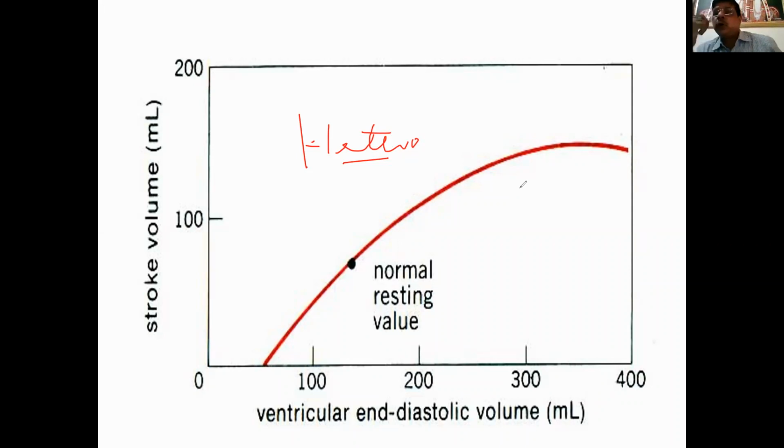And one tone I introduced. I introduced a word called tone. Which tone? Venomotor tone. So even in the resting condition, continuously sympathetic fibers are being sent to the venous system, especially the medium and the large veins. And the vascular smooth muscle in these veins, they are under a state of contraction always.